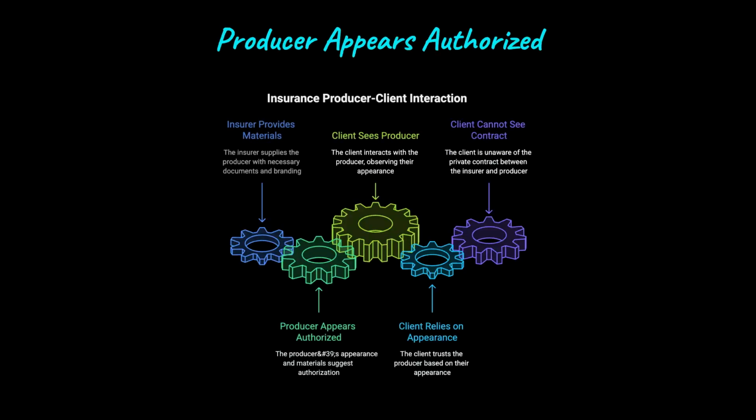Picture a client who has no way to see the private agency contract. All they see is a producer equipped with the insurer's own forms and appointment. That visible appearance, created entirely by the insurer, is what the client reasonably trusts. Only three genuine types of agency authority exist: express, what the written contract grants; implied, what's reasonably needed to carry out express duties; and apparent, what the insurer's own appearances lead a client to reasonably believe.